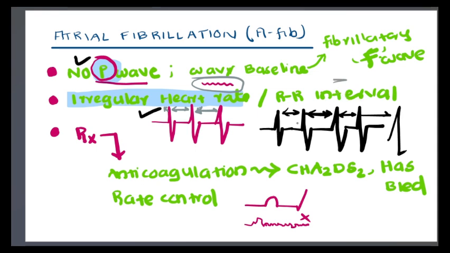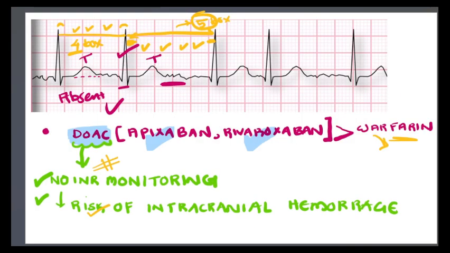Can you see here? The distance keeps on changing, right? The RR interval, one is small, the other is big. Well, let me show you one more ECG here. Here we have four boxes, right? This is an R wave, this is an R wave. We have one, two, three, this much here, this much over here. So in total we have four boxes here.